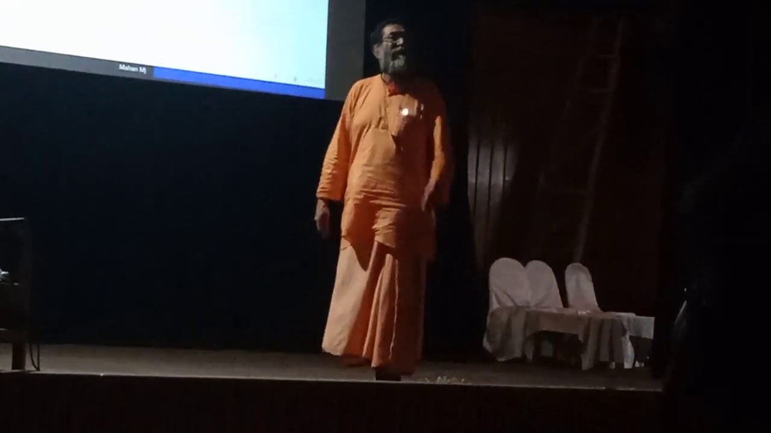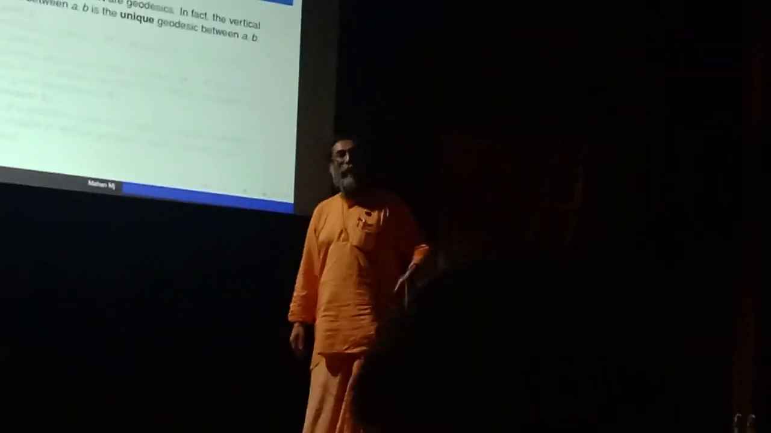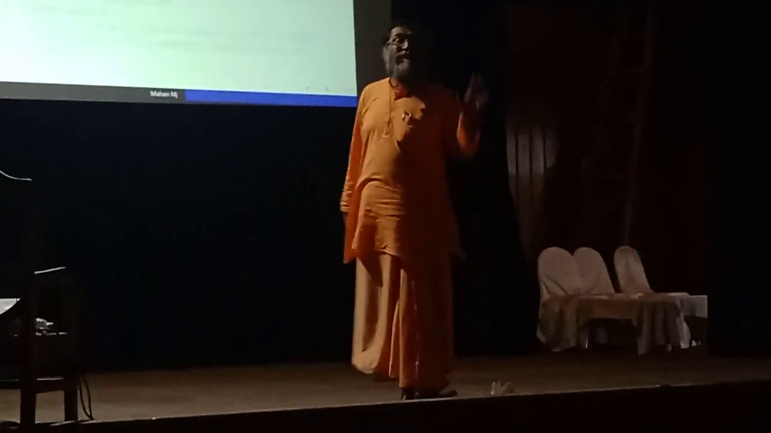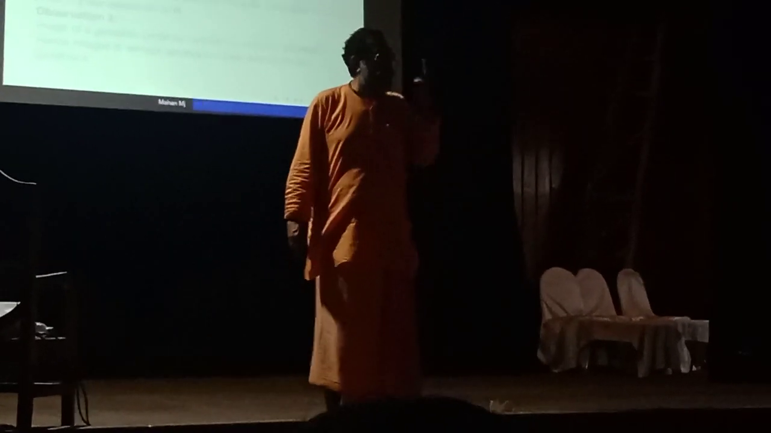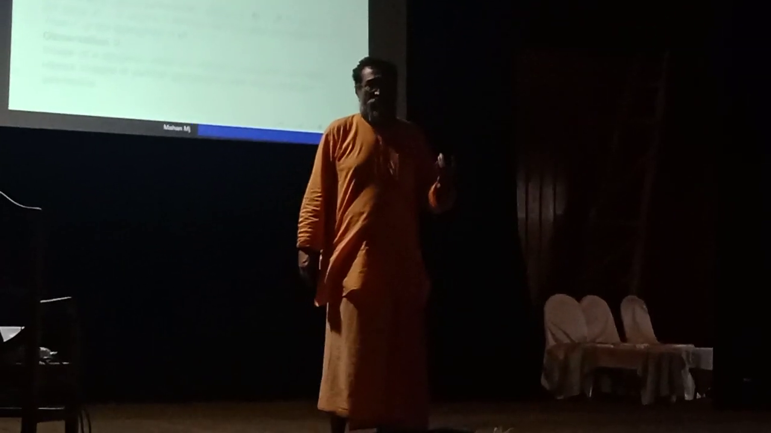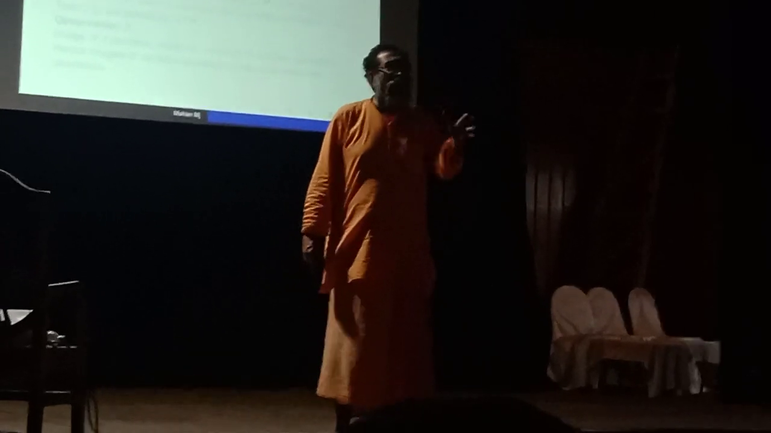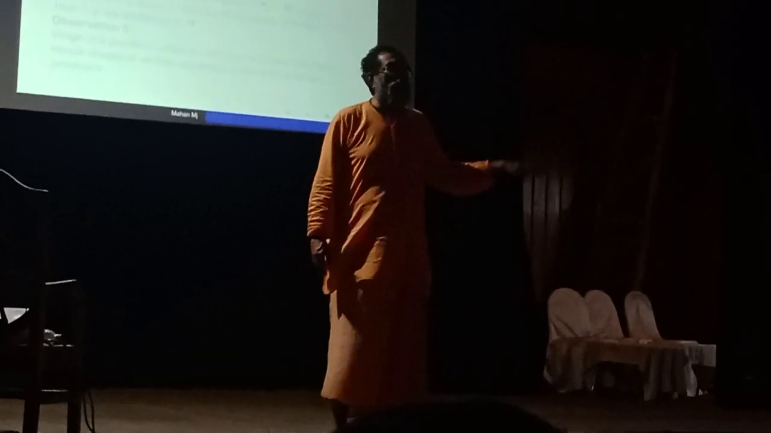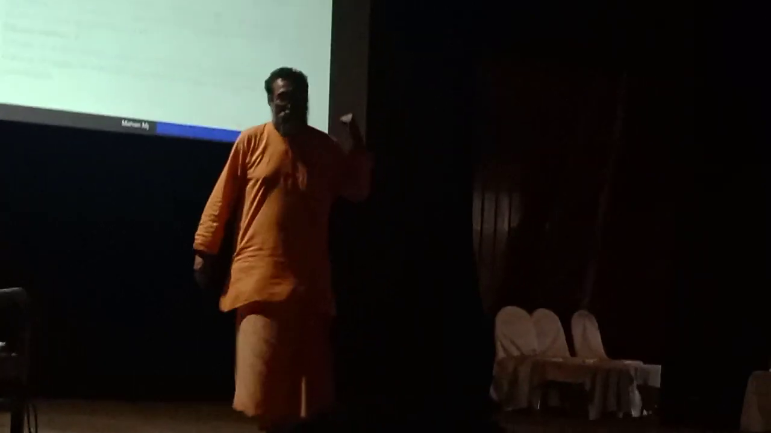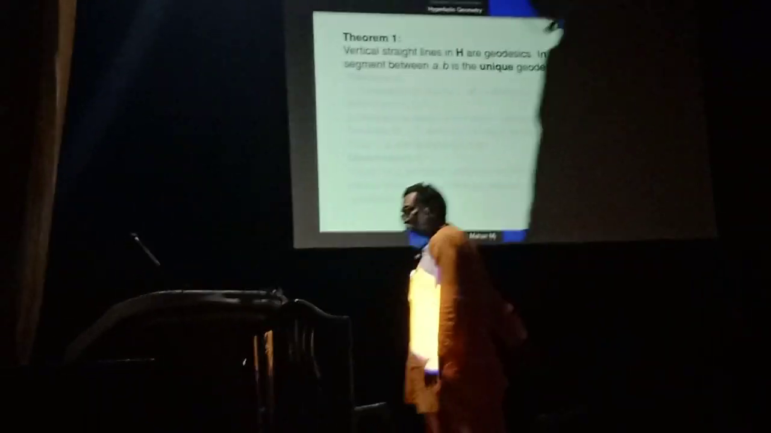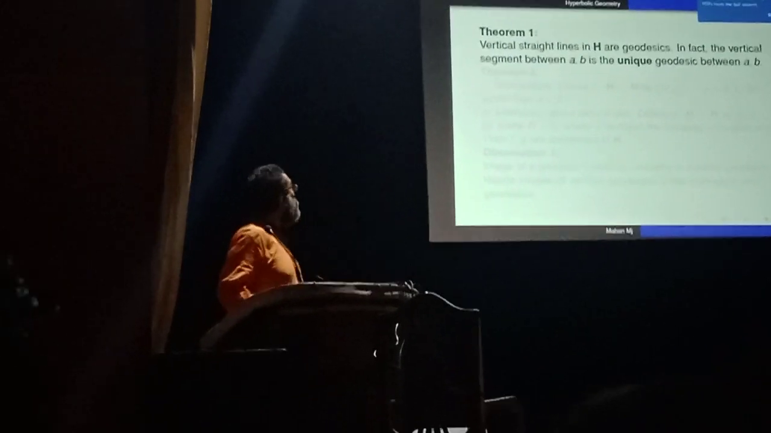Not only is it a geodesic, it's the unique geodesic between two points on the same vertical. So the vertical straight lines in this new geometry, with dx squared plus dy squared over y squared, are geodesics. It's a fact which we will not prove that the horizontal lines are not geodesics. If you put y equal to constant, you do not get geodesics in this geometry. What they are, we'll come to later on. We will end up proving it, but in a different way.